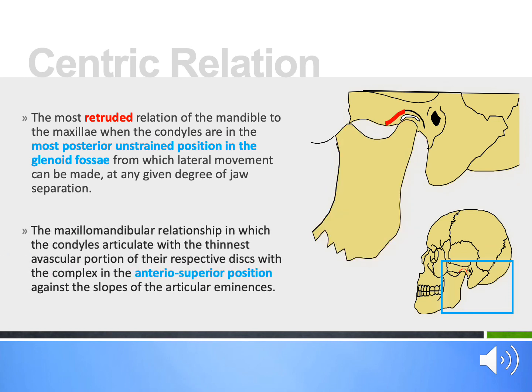So what is meant by the unstrained position? That is when the condyle articulates in the most anterior superior position in the glenoid fossa against the slopes of the articulating eminence.